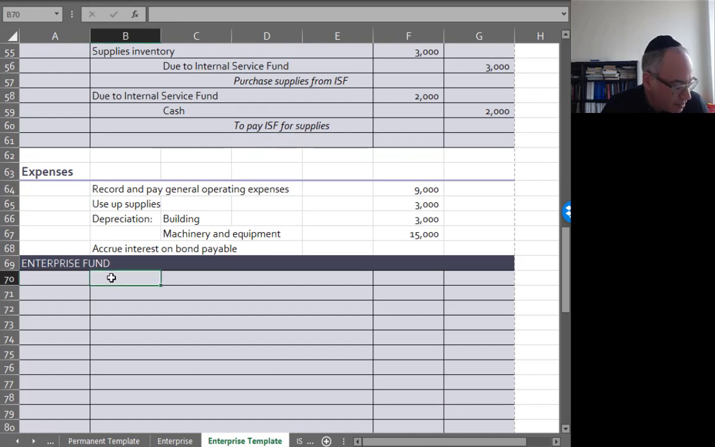Next, I've got various different expenses. I've got general operating expenses of $9,000. Credit vouchers payable for $9,000.